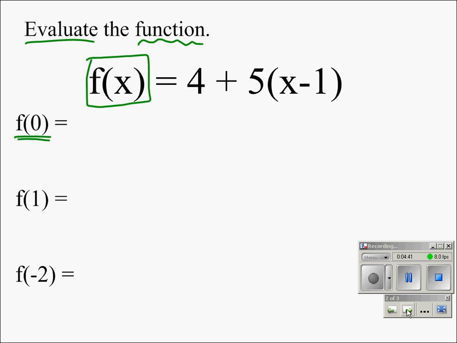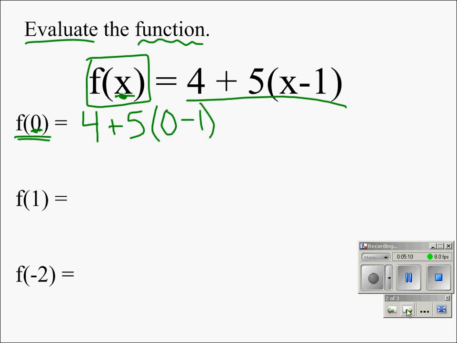F of 0. Okay? You'll notice that before there was an x in the parentheses, and now we have a 0 in the parentheses. So that means in our original equation, this guy, we're just going to change all the x's to zeros. So I'm going to rewrite that guy, changing all the x's to zeros. 4 plus 5, parenthesis, I see an x, I change it to a 0, minus 1.